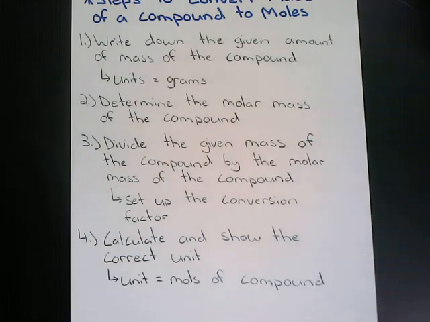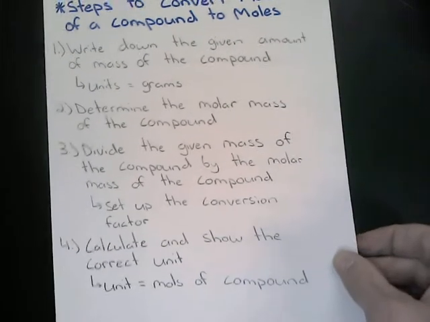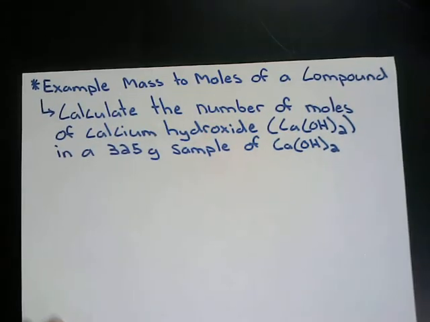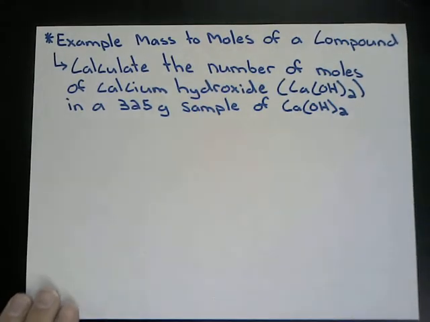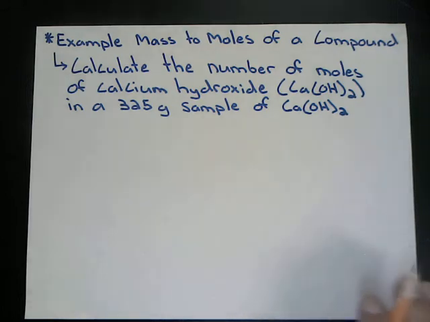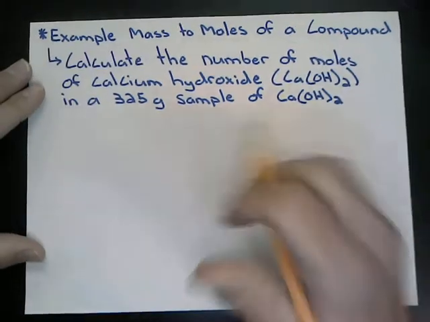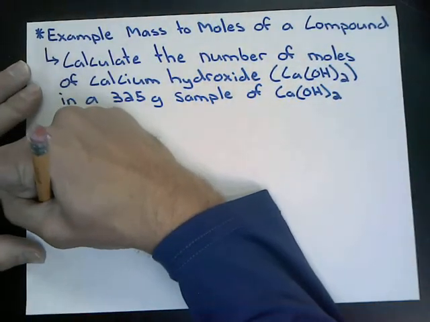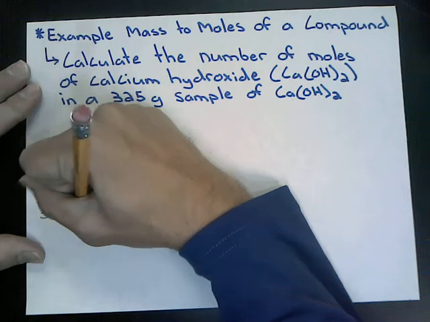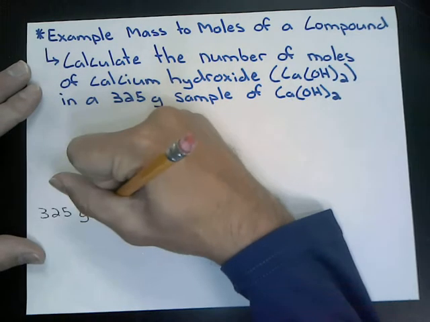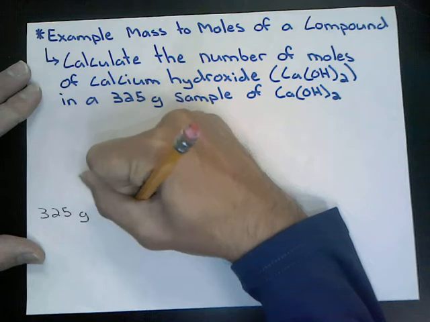So let's go through an example to convert from mass to moles of a compound. What we have here is this. We want to calculate the number of moles in calcium hydroxide, if we have a 325 gram sample of calcium hydroxide. So again, the first thing that we need to do is write down the mass that is given to us. I'm going to skip a little bit and put it about 3/4 of the way down the page. And so I have 325 grams of calcium hydroxide.